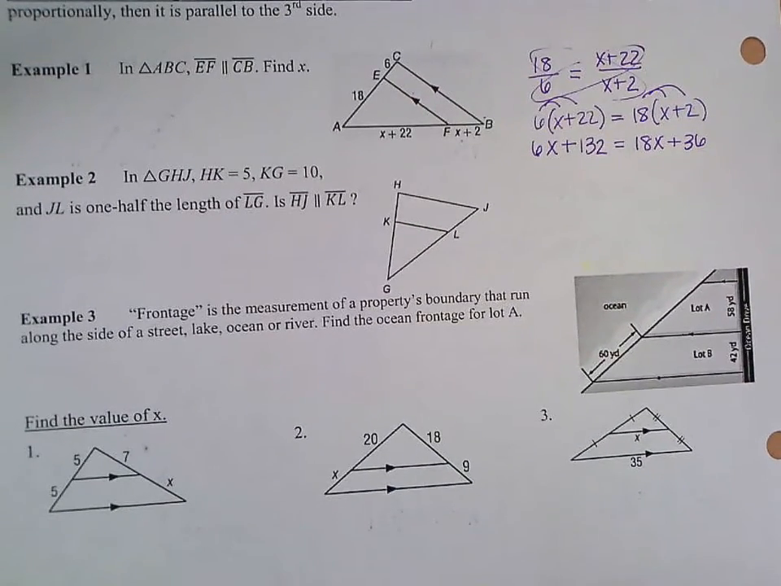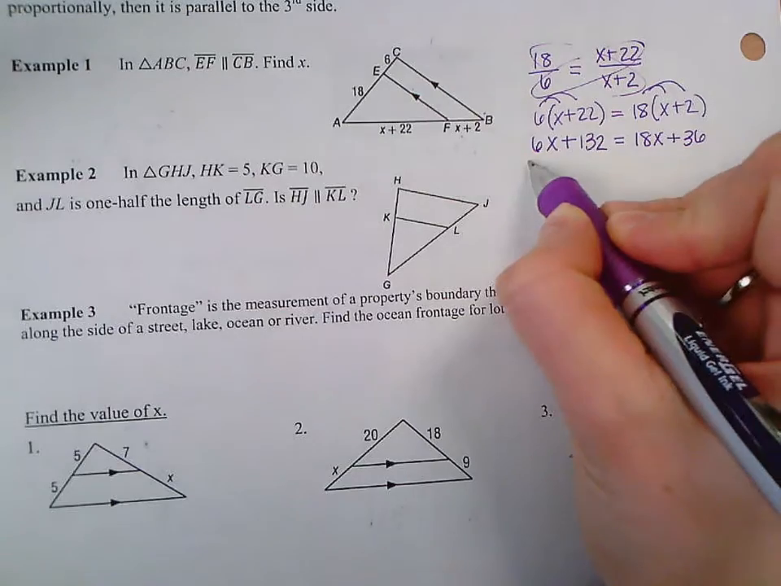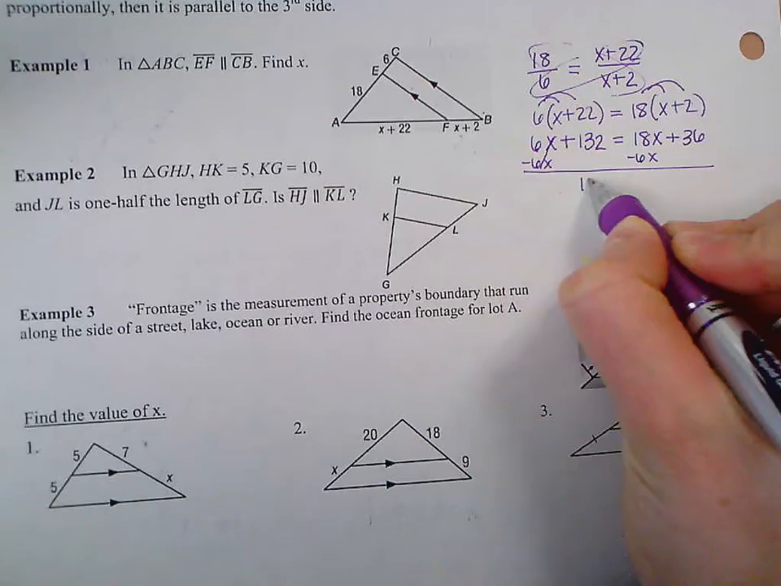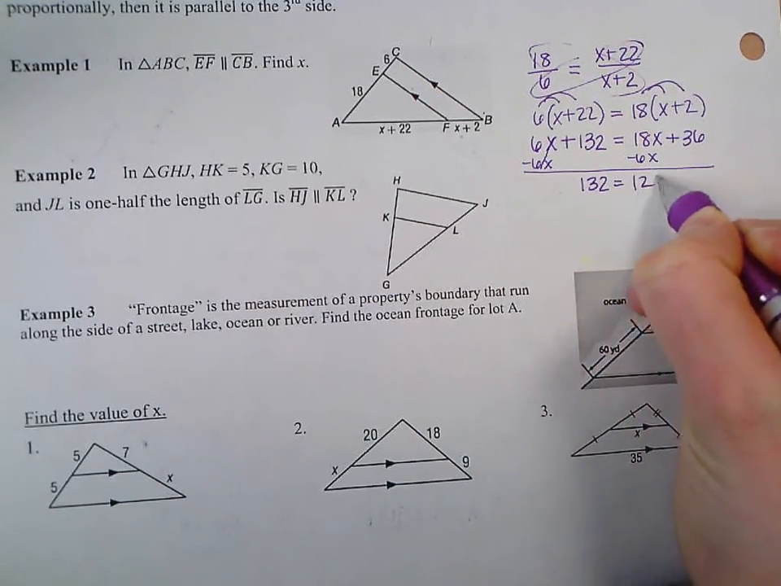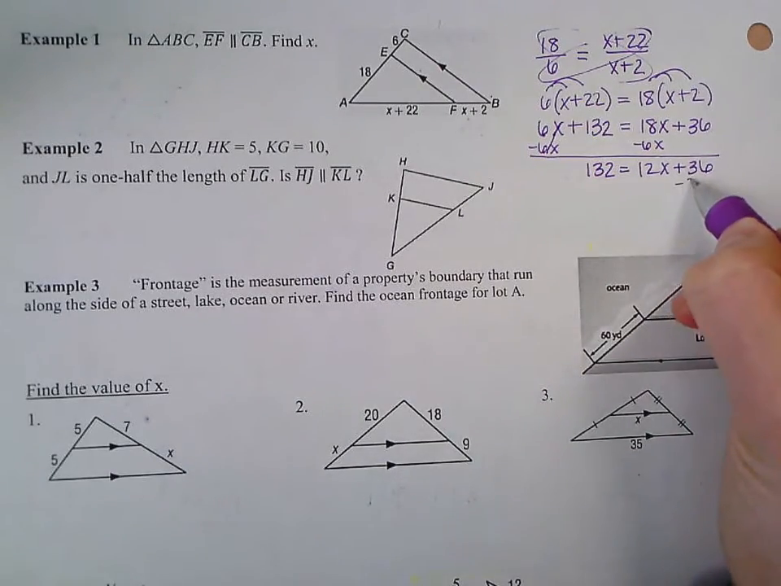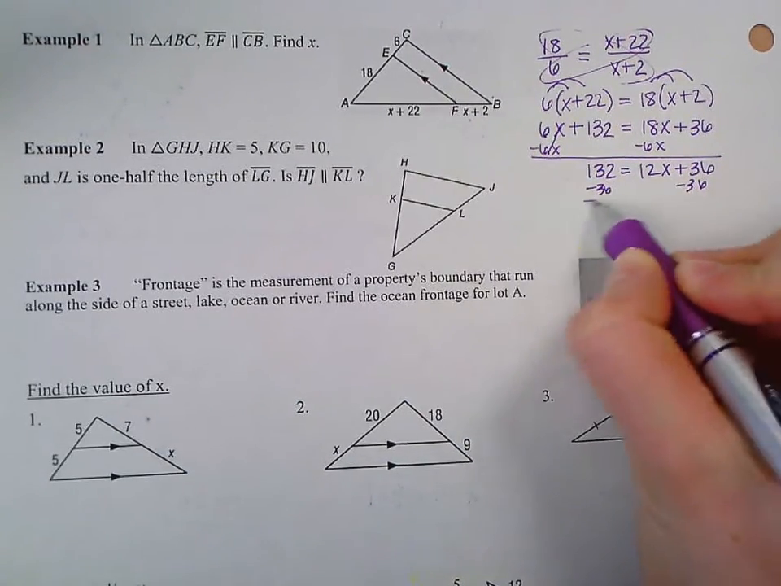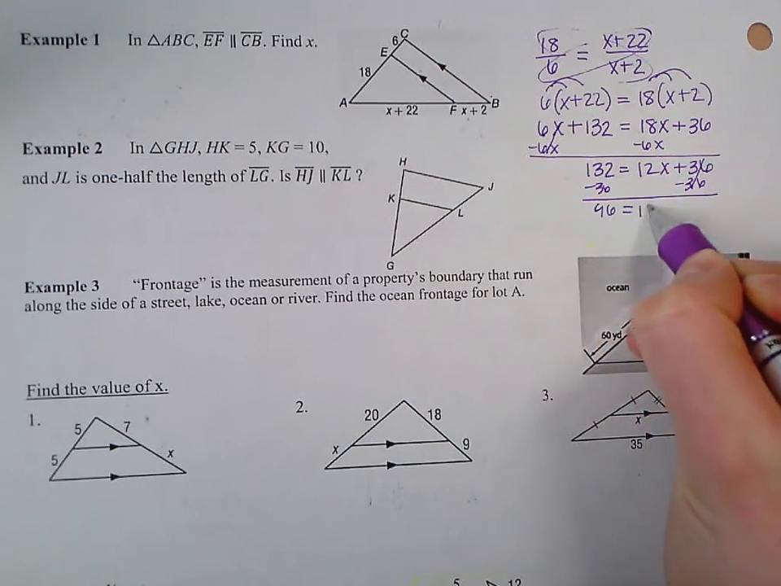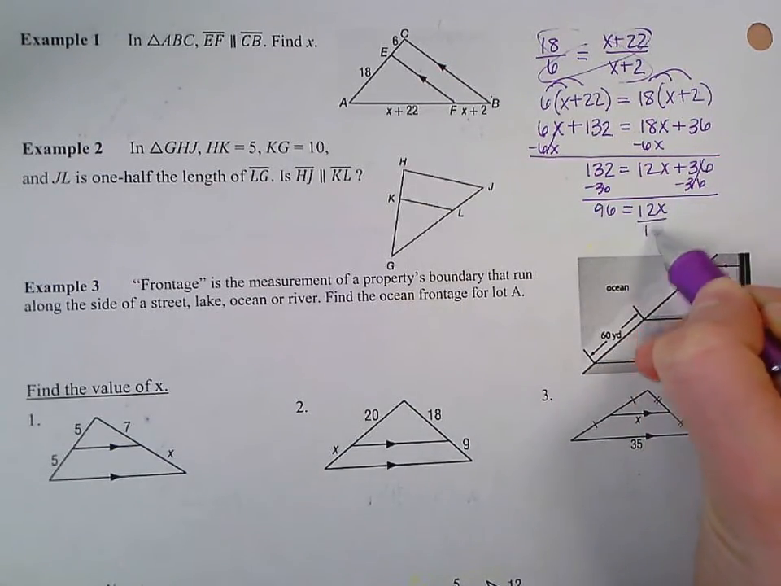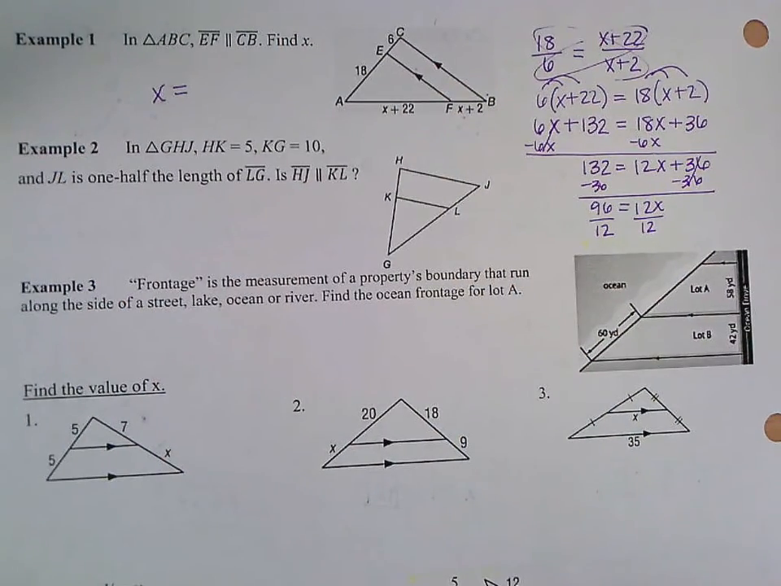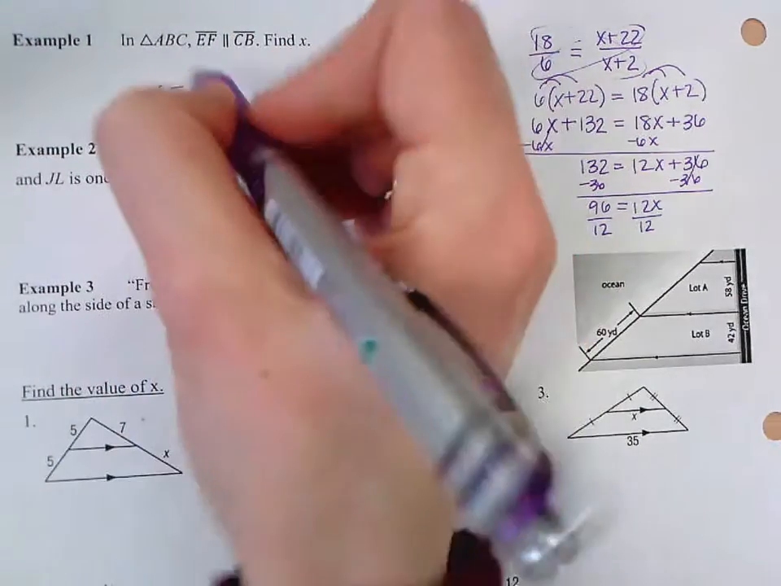And we are just trying to find x. So I'll subtract 6x from each side. So 132 is equal to 12x plus 36. Subtract 36. And that would give me 96 is equal to 12x. Divide by 12. So my answer up here, 96 divided by 12 is 8.